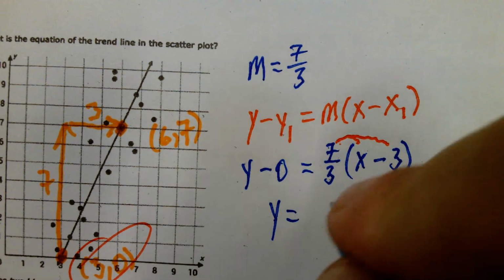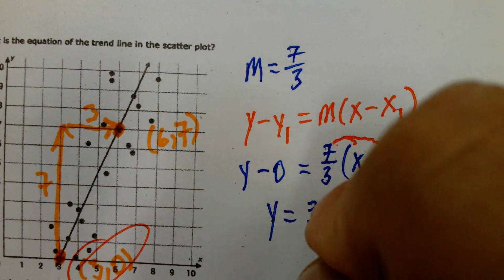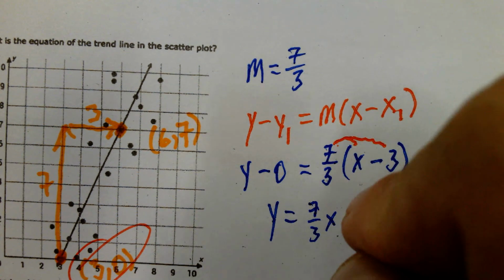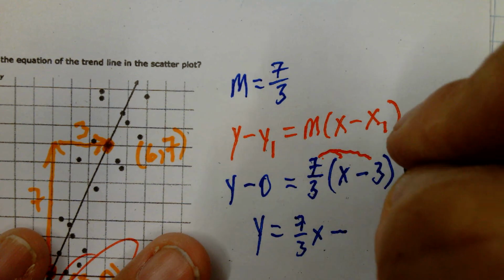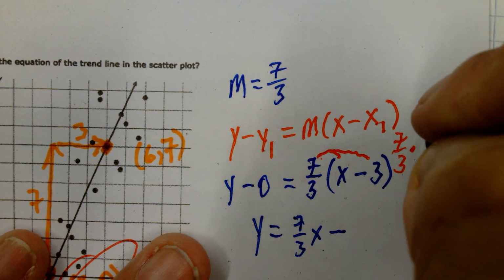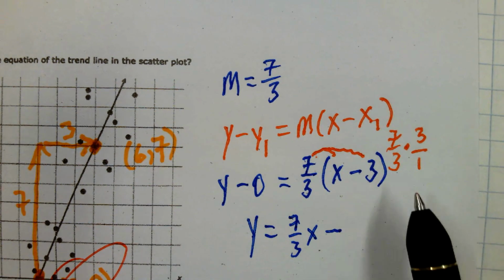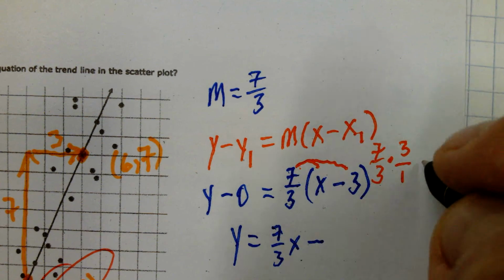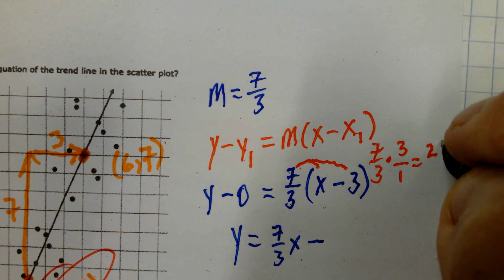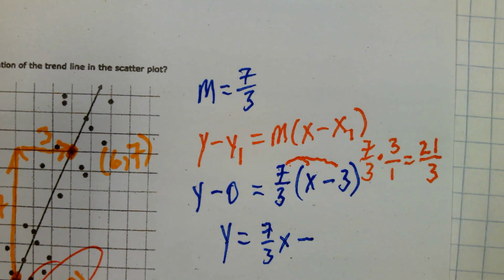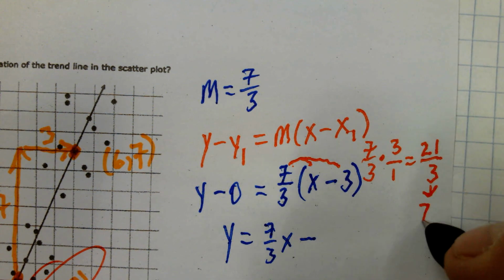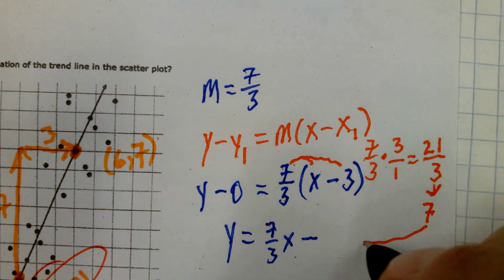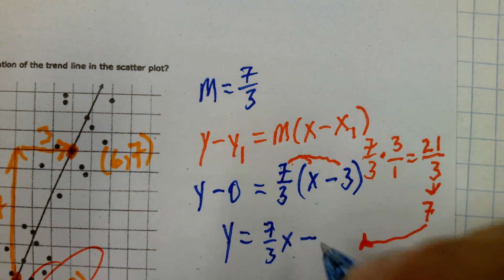So I'm going to do 7/3 times x. Positive times a negative is a negative. So now I have to figure out what 7/3 times 3 is. 7 times 3 over 1. Remember, make the 3 a fraction by giving it a denominator of 1. So 21 over 3. If I simplify it down, it's 21 divided by 3, which goes in evenly. It becomes 7. Minus 7. We'll do minus 7 in this case.